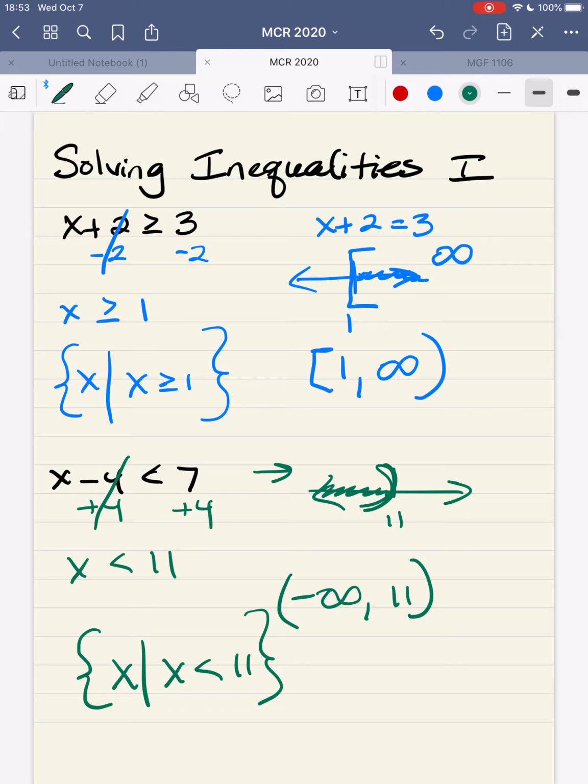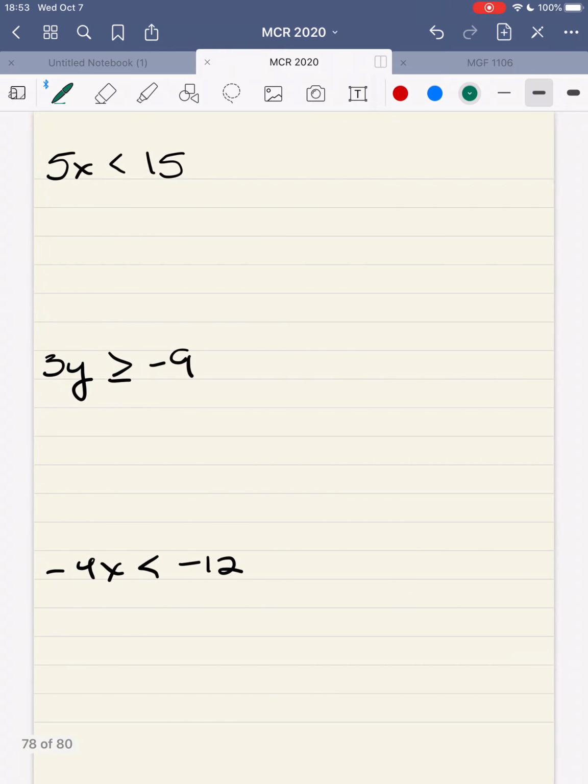Let's do a few more examples of inequalities for today. Using the idea of multiplication, I have 5x is less than 15. We want to think of this one as 5x is equal to 15, which means we would divide out the 5 to solve for x, because the 5 and the x are being multiplied together. The opposite of multiplication is division, so I divide both sides by 5. That cancels out, leaving me with x is less than 15 divided by 5, which is 3.